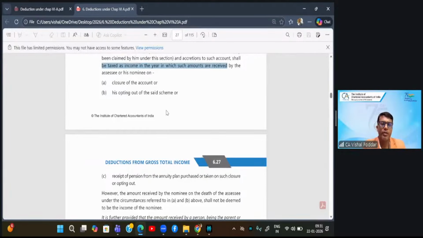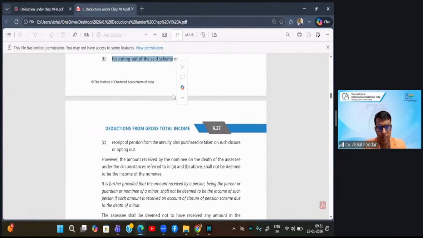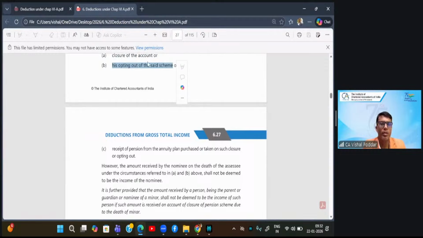Now, how are you receiving the amount? Either you are receiving amount periodically in the form of pension, it is taxable, or when this account will be closed, you'll get lump sum amount, or when you decide to opt out of the scheme. So it is also as good as closure. In these three cases, you will be receiving the amount. Now comes the most important point. If you are receiving the amount in these three scenarios, firstly, the law says it is taxable. However, there are some exemptions.